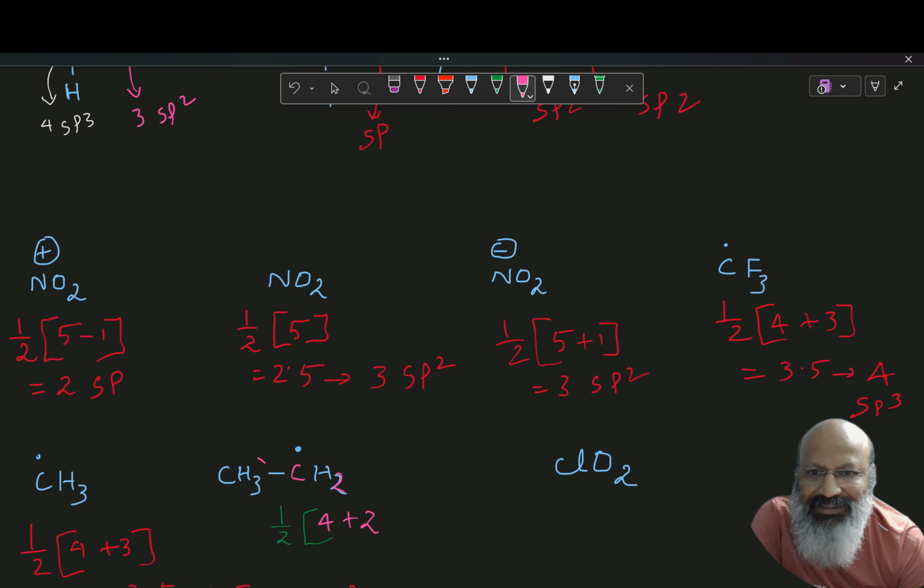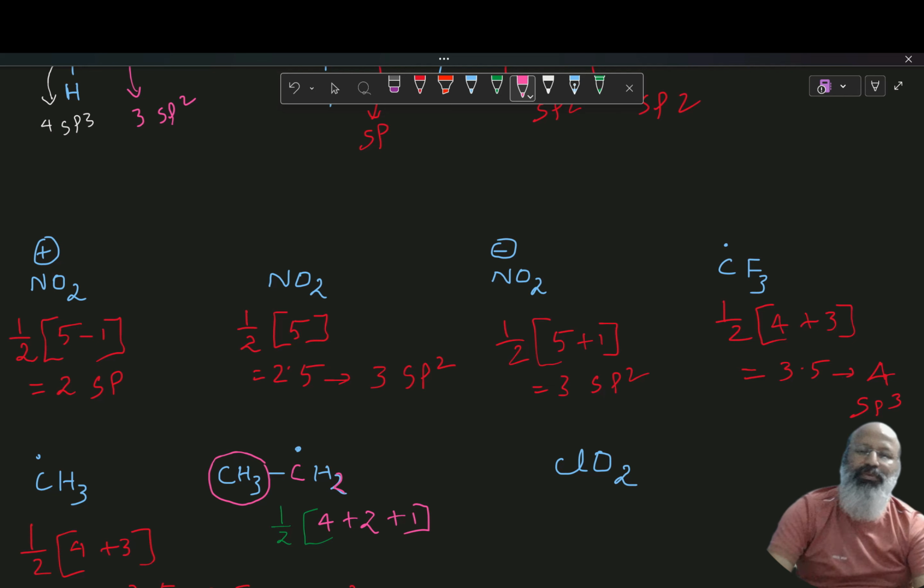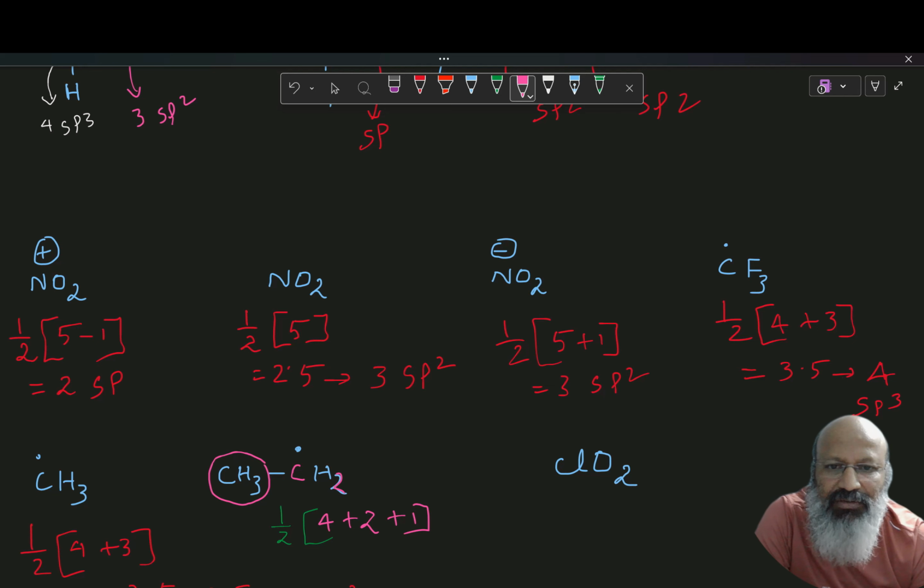This is basically CH3 as a whole, an alkyl group, and its valency is also 1. So I need to add this 1 also. So how much is it coming out to be? Again, you are getting some fractional value that is coming out to be 3.5. So again, you can see this is a hydrocarbon. The central atom is carbon and the surrounding atoms are carbon and hydrogen. So we will subtract 0.5. So it will come out to be 3. So it will be sp2.